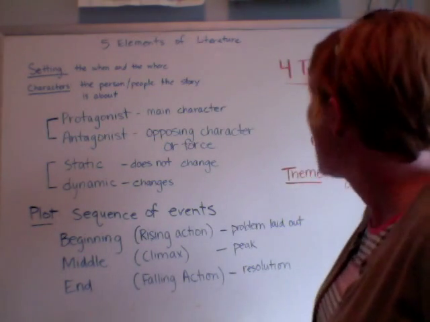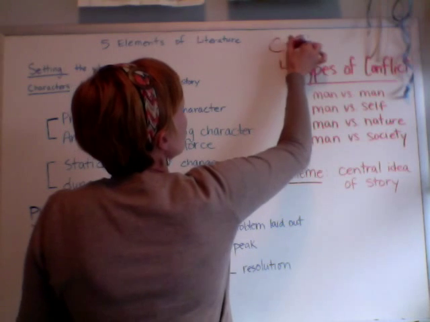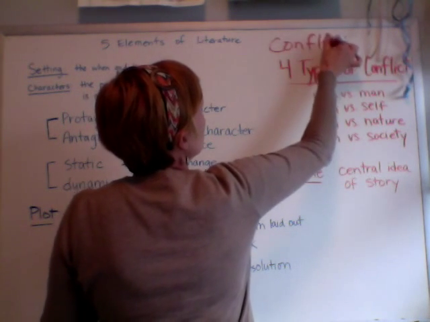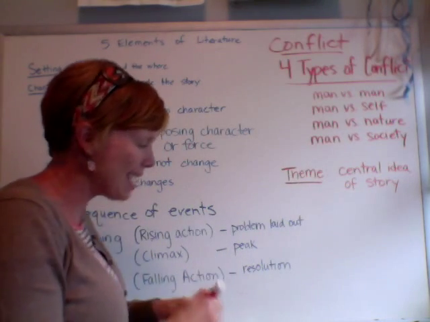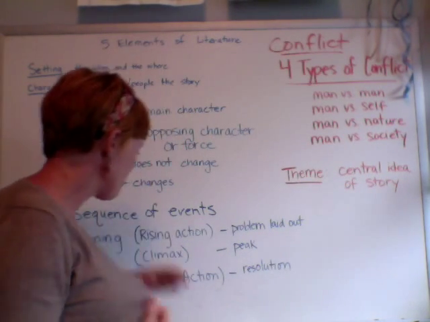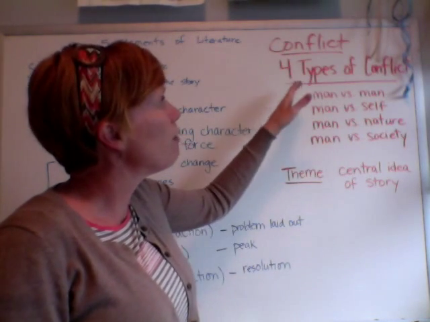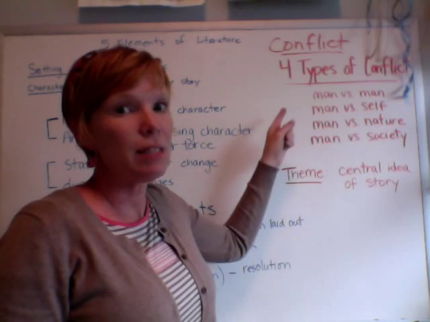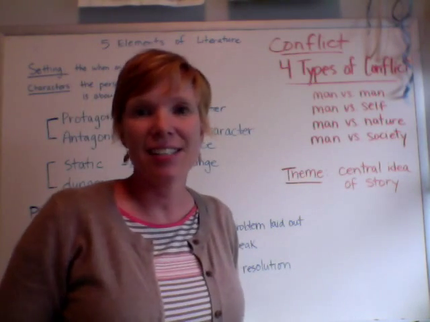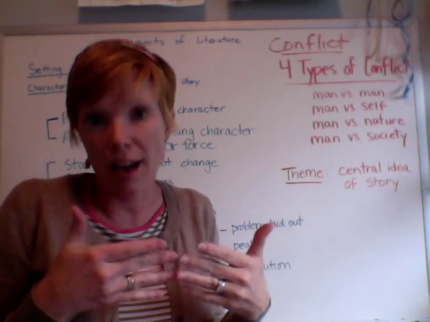All right? Now, the fourth element of literature, I'm just going to write this up here for you, is conflict. Okay, every story has to have a problem. It can't have a beginning, middle, and an end if there is no problem. All right, there are 4 main types of conflict. The first one is man versus man, and that is simply there are two characters or two groups of characters who are in conflict.